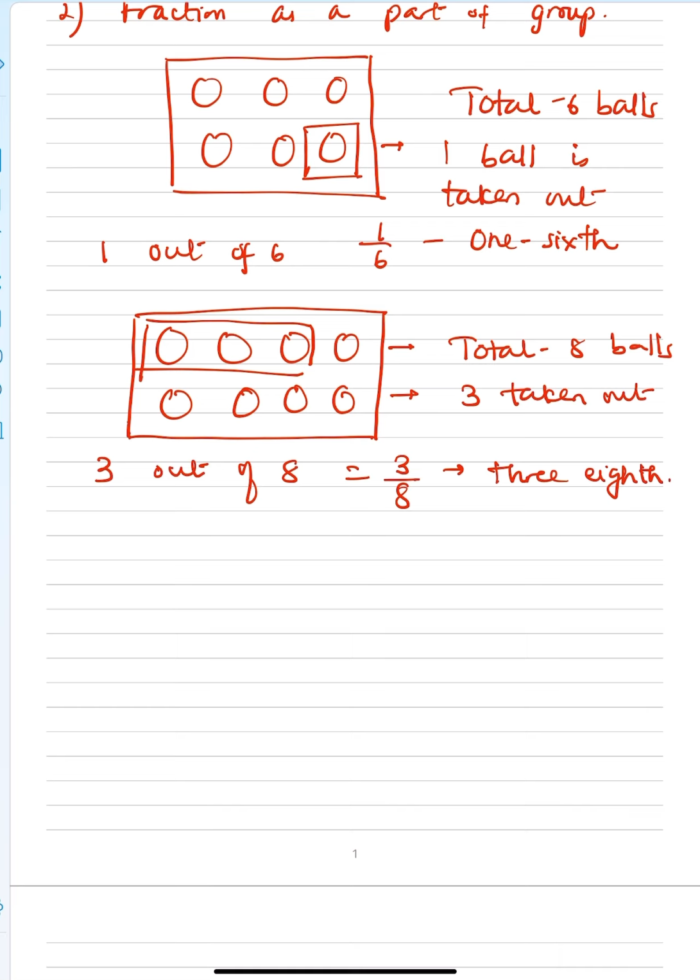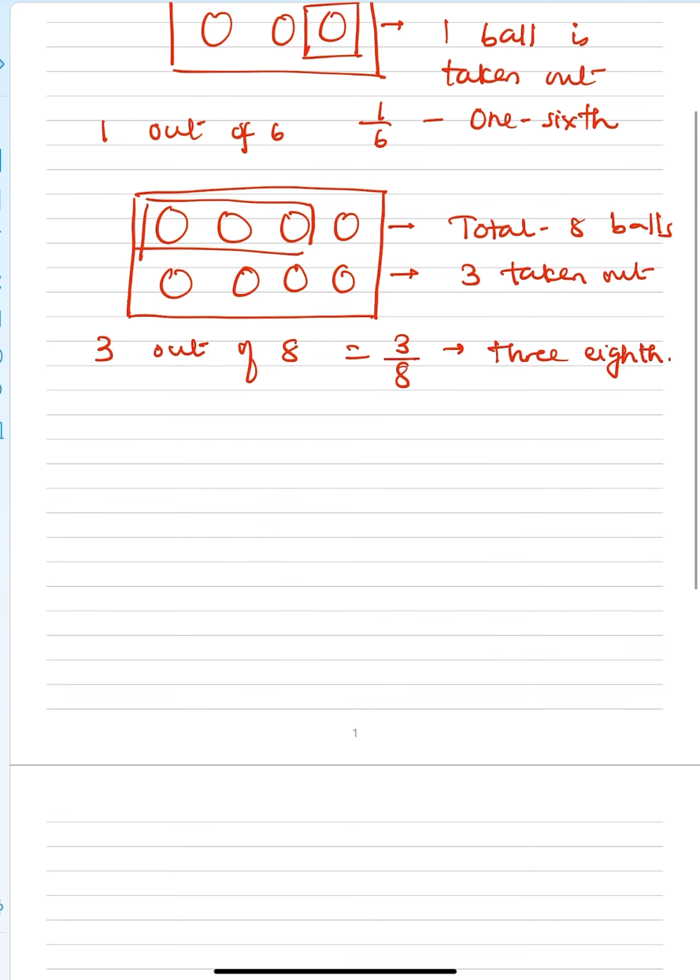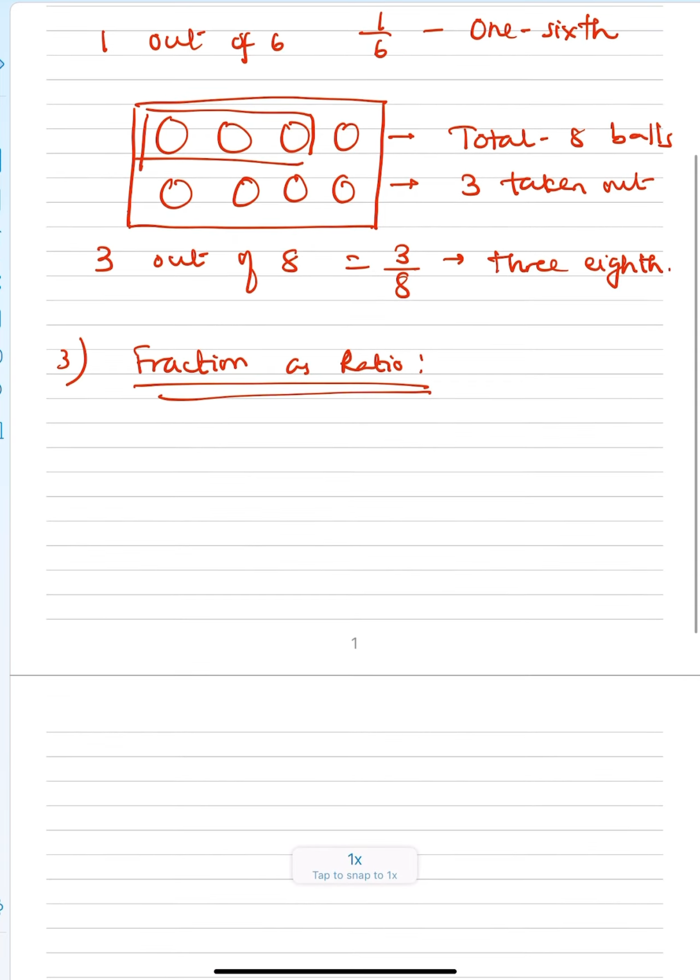There are group of balls. From that the fraction is 3 upon 8. Now next topic today we'll learn is fraction as a ratio. See, this is a very important thing. What is fraction as a ratio? Now see, it is nothing but when two different groups are given, the comparison is written in the ratio. Okay, and then we can write it in the fraction form.